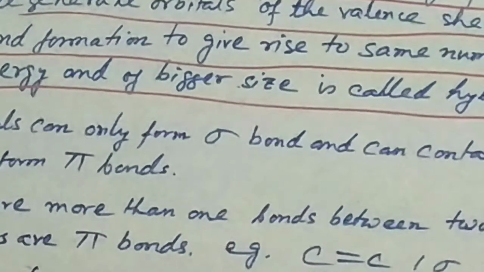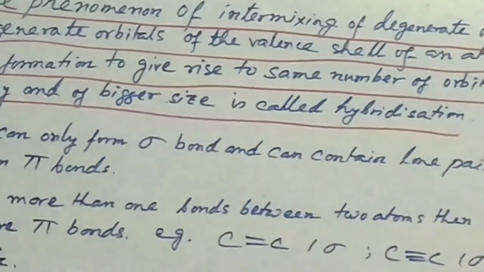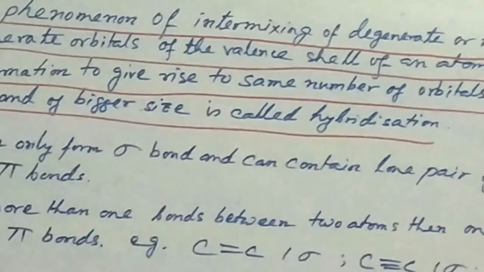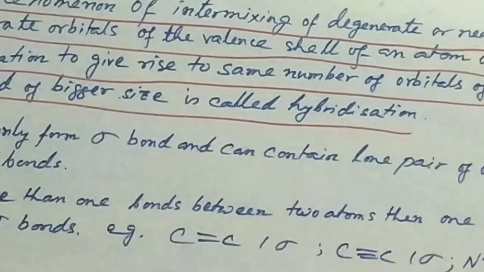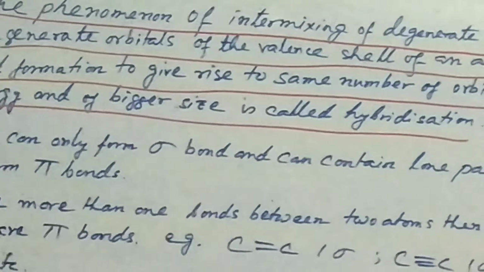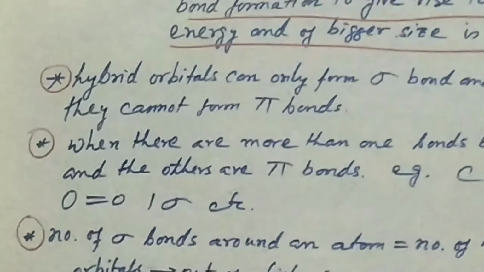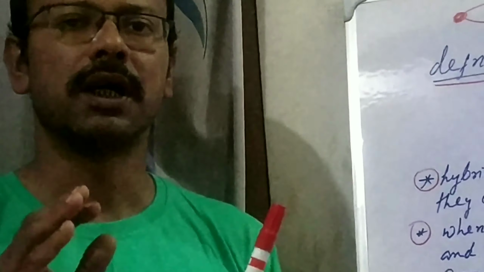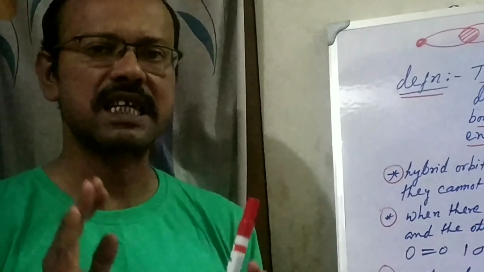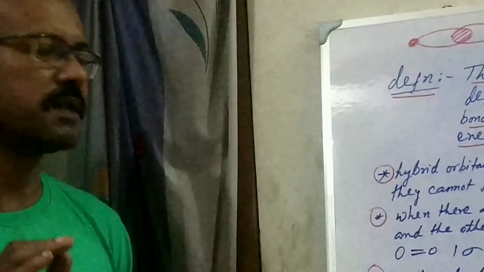bigger size. Okay? I repeat again, the phenomenon of intermixing of degenerate or nearly degenerate orbitals of the valence shell of an atom during bond formation to give rise to the same number of orbitals of the same energy and of bigger size is called hybridization. I repeat the term degenerate. Degeneracy means containing the same energy. Therefore, degenerate or nearly degenerate orbital means orbitals of the valence shells of atoms which contain the same energy or nearly the same energy. So guys, there are some important points regarding this hybridization procedure.